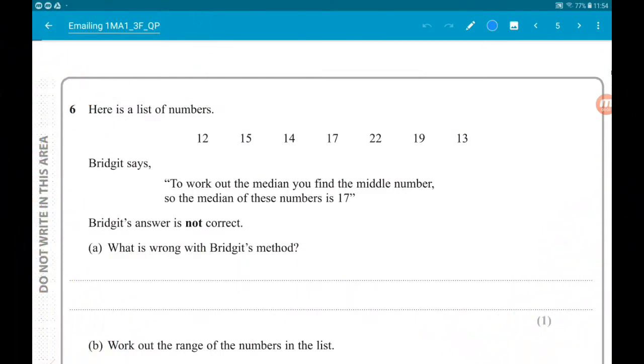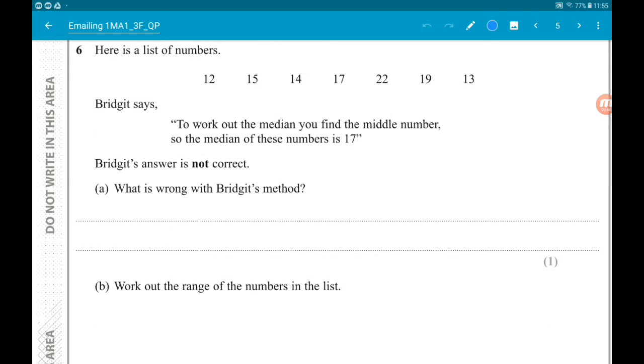Okay, number 6. We're given a list of numbers: 12, 15, 14, 17, 22, 19, and 13. Bridget says to work out the median, you find the middle number, so the median of these numbers is 17. Bridget's answer is not correct. Part A asks us what is wrong with Bridget's method. She's got the right idea, but you need to put the numbers in order of size, which she hasn't done.